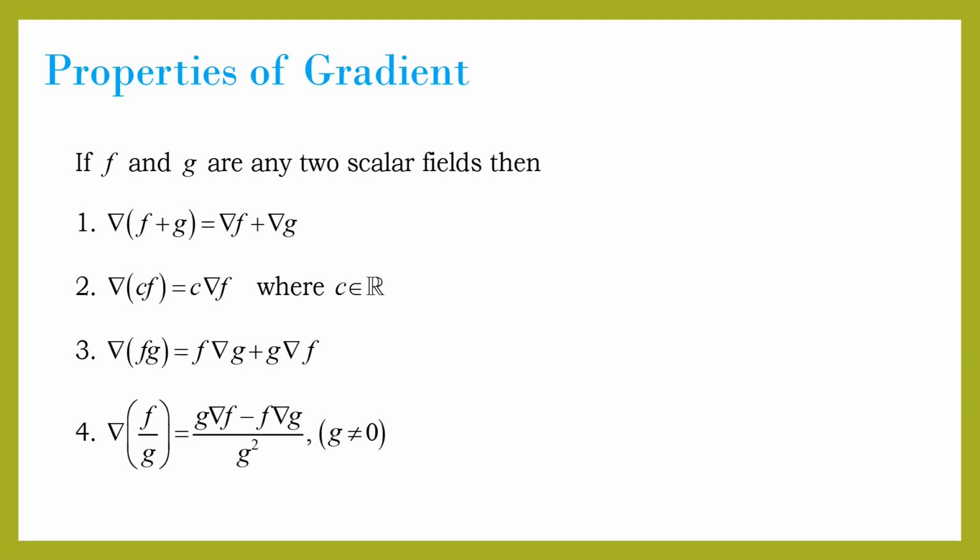The second property is del of cf equals c times del f, where c is a constant. The third property is del of fg equals f del g plus g del f. The last property is del of f by g equals g del f minus f del g upon g square. These properties are very easy to prove.